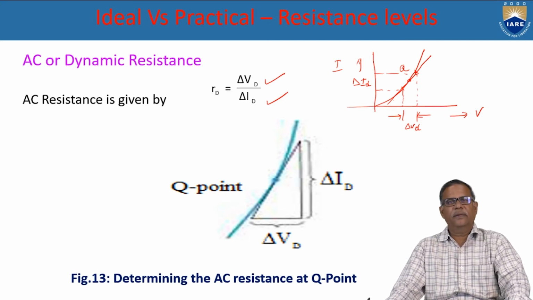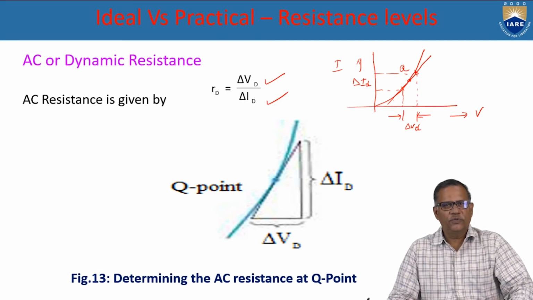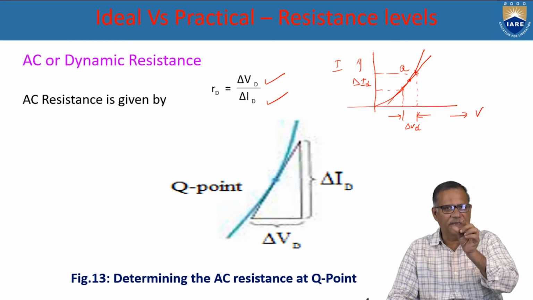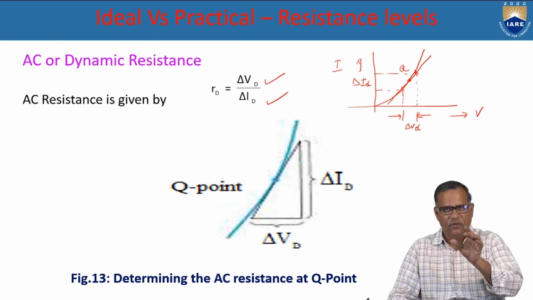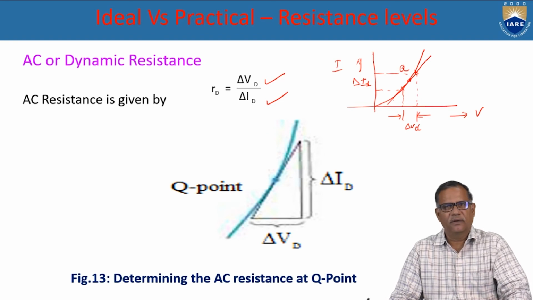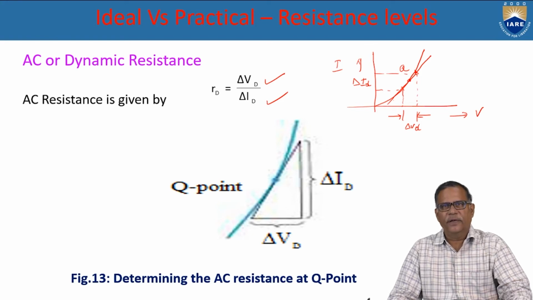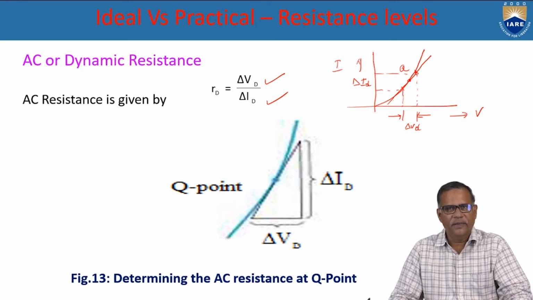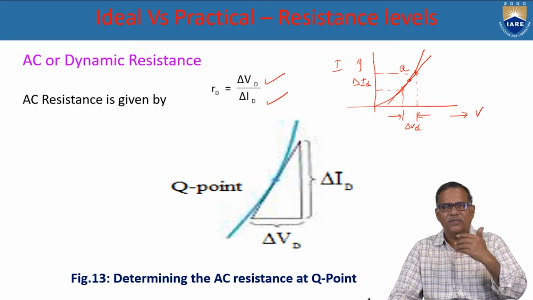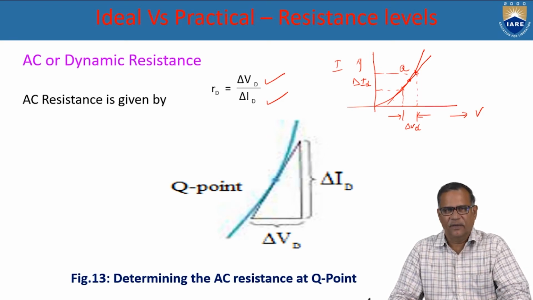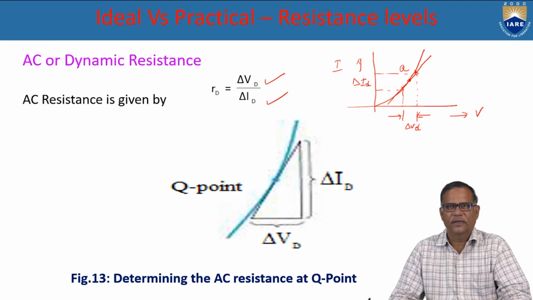For AC or dynamic resistance, we assume that the variations in the signal are small. For small variations of voltage across the Q point, we are going to calculate the AC resistance. That means for small swings of operating voltage around the Q point, or around the quiescent point, will give us the AC resistance. This is also called the dynamic resistance.